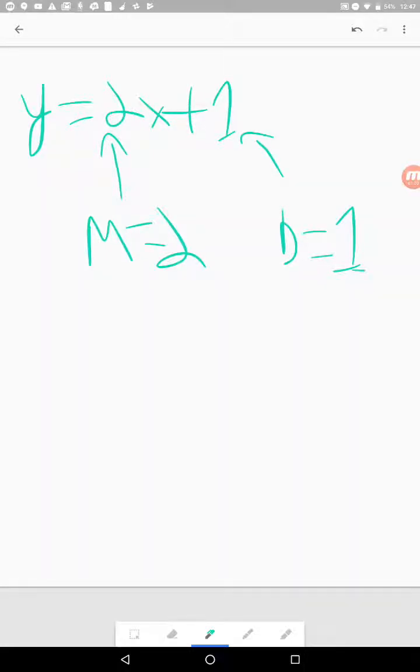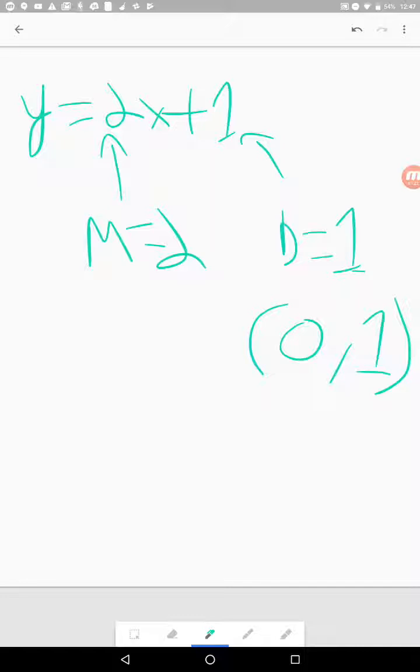Now, remember, when you're finding the y-intercept, the ordered pair of that is 0, 1. The y-intercept is when x is 0. So in this case, the y-intercept is 0, 1. You can't just say 1. A lot of your teachers are going to be specific, so they want you to say 0, 1.